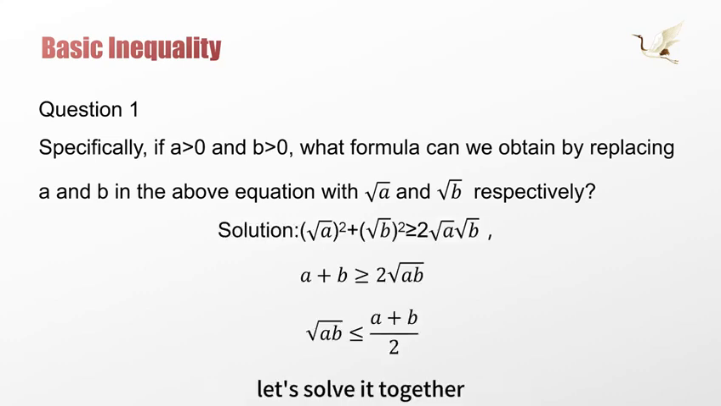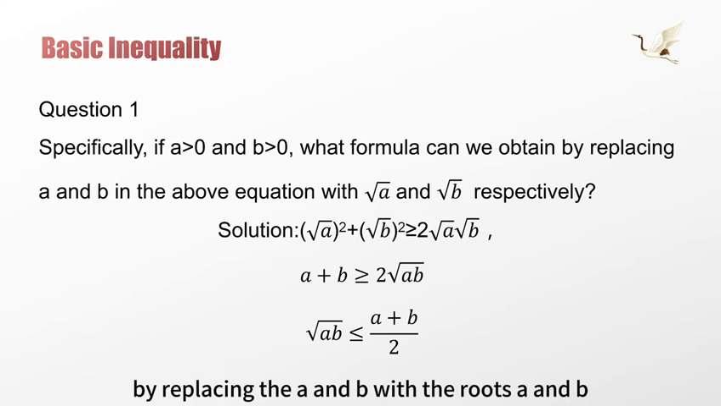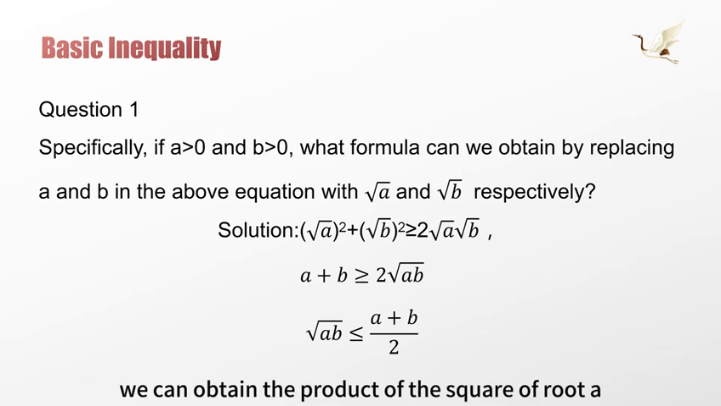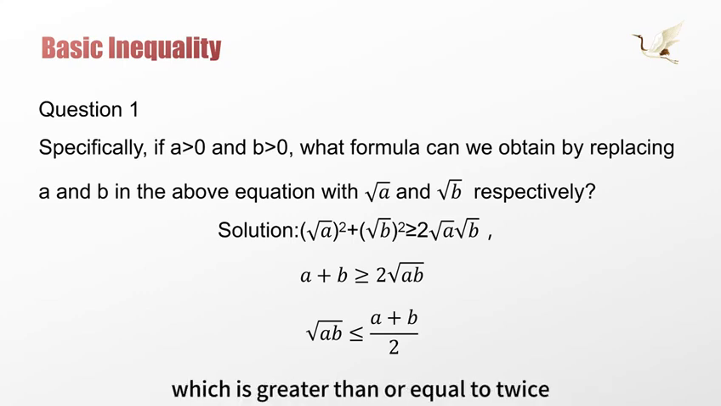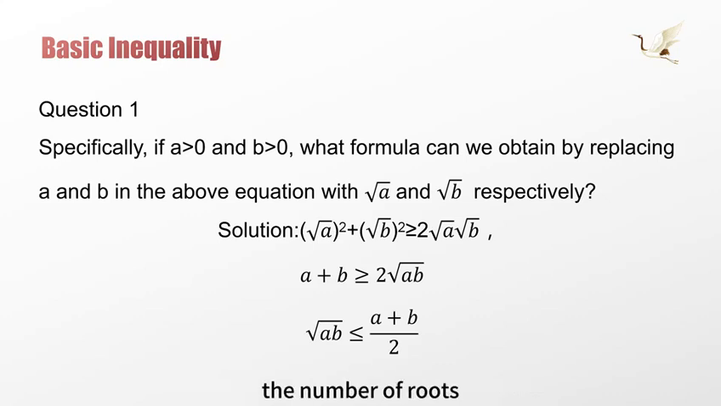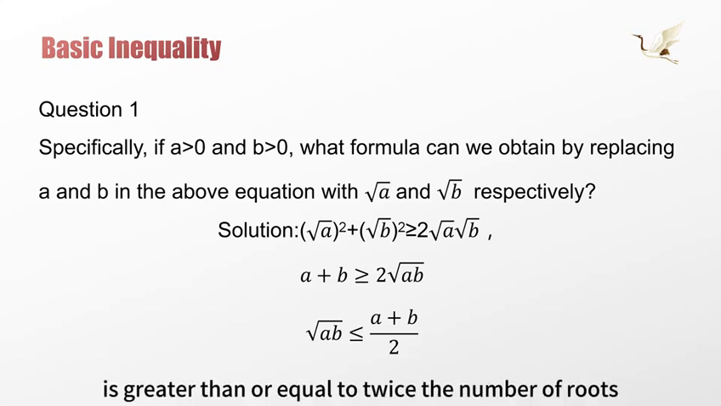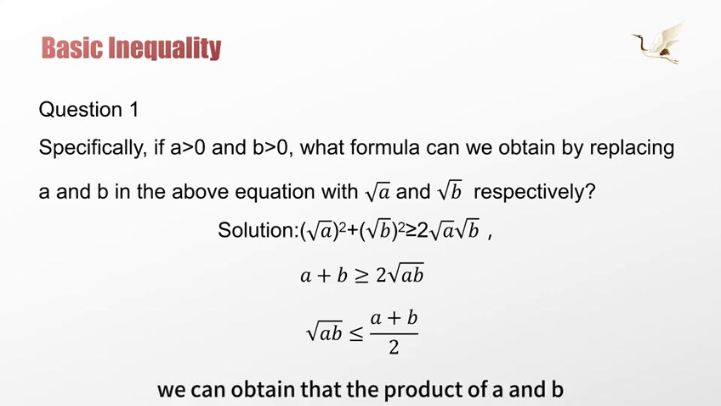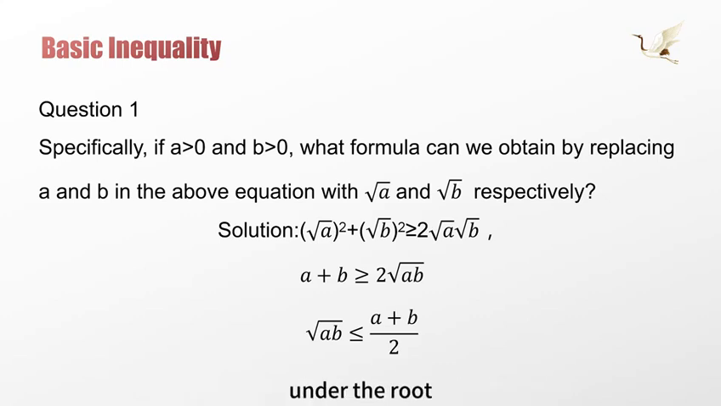Let's solve it together. By replacing a and b with root a and root b in our original a squared plus b squared greater than or equal to 2ab, we obtain the square of root a plus the square of root b, which is greater than or equal to twice root a multiplied by root b. That is, a plus b is greater than or equal to twice the root of ab. By adjusting this inequality, we obtain that the root of ab is less than or equal to half of a plus b.